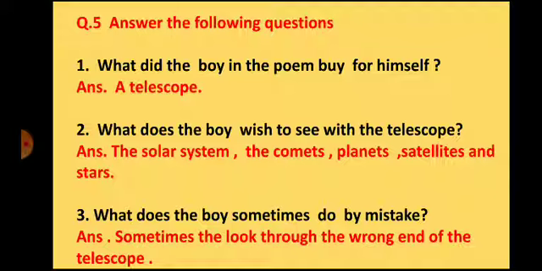Now, question number 3 is what does the boy sometimes do by mistake? So, what mistake he is doing? Sometimes he looked through the wrong end of the telescope. Okay. So this is the correct answer.